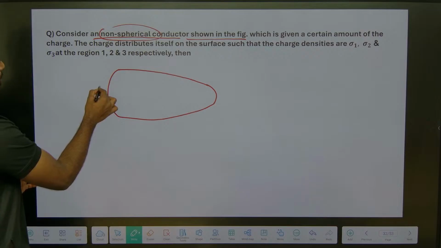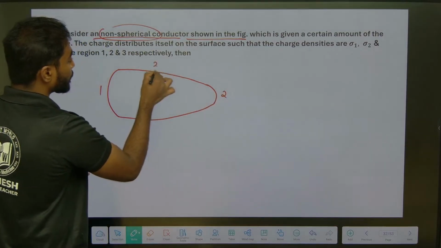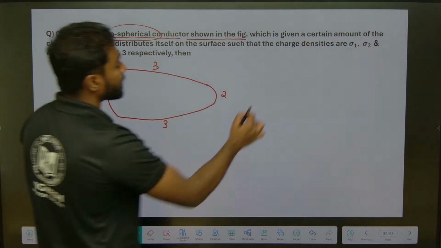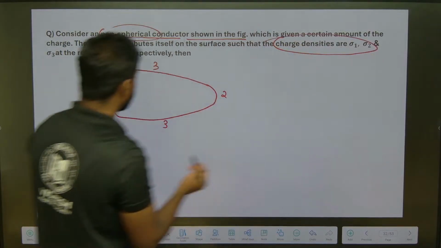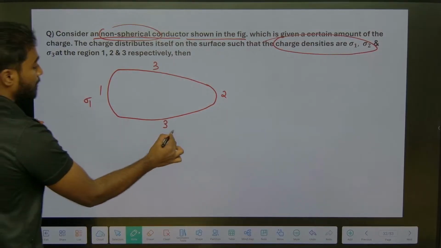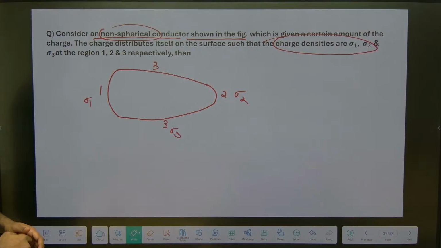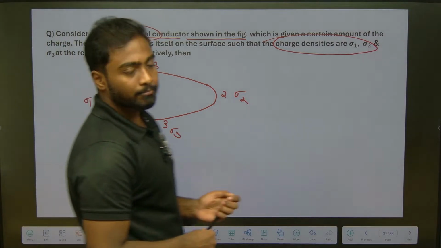So let me take the region 1 and this is 2. These both are 3. So they have given charge densities, right? This is sigma 1, this is sigma 3 and this is sigma 2. So we need to find which region has the higher charge density.